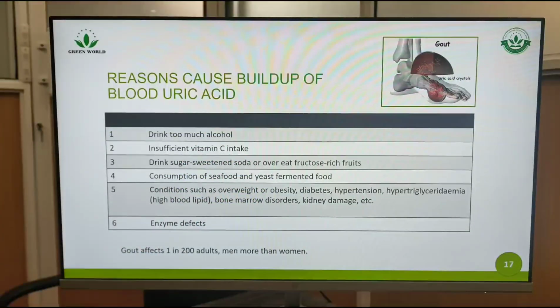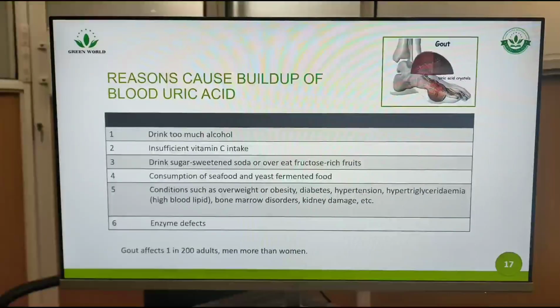Now, reasons cause buildup of blood uric acid, as you can see. So you need to know that the culprit of gout is purine. Purine from food is oxidized to uric acid, and then the uric acid crystals cause inflammation, which leads to gout. Gout was historically known as the disease of kings or rich man's disease. Why? Because wanaume ndo watu wa pombe na nyama choma sana. Things that we believe only people who have money do.